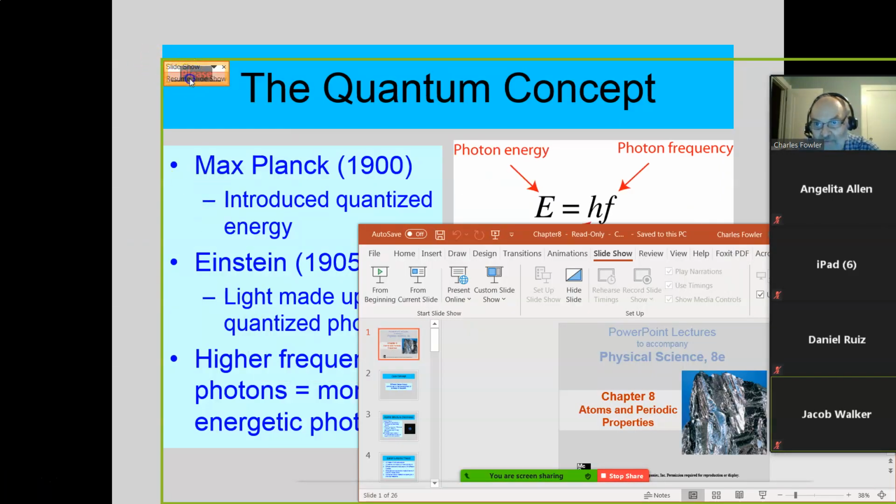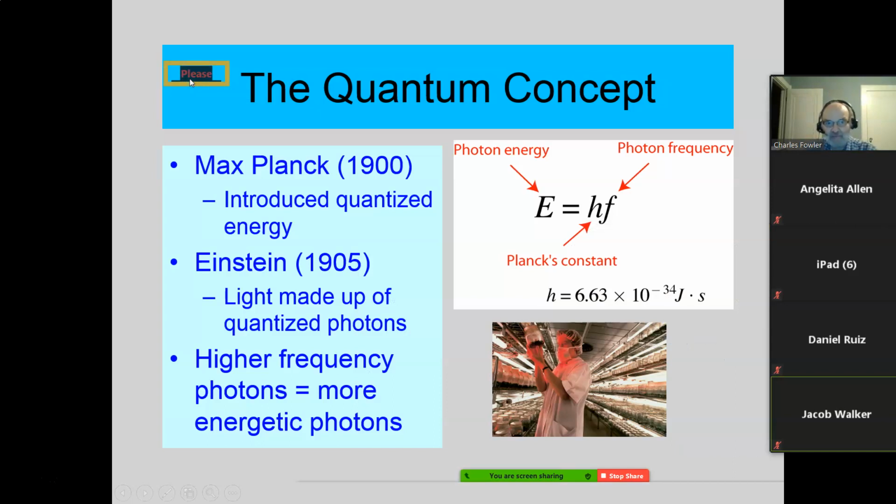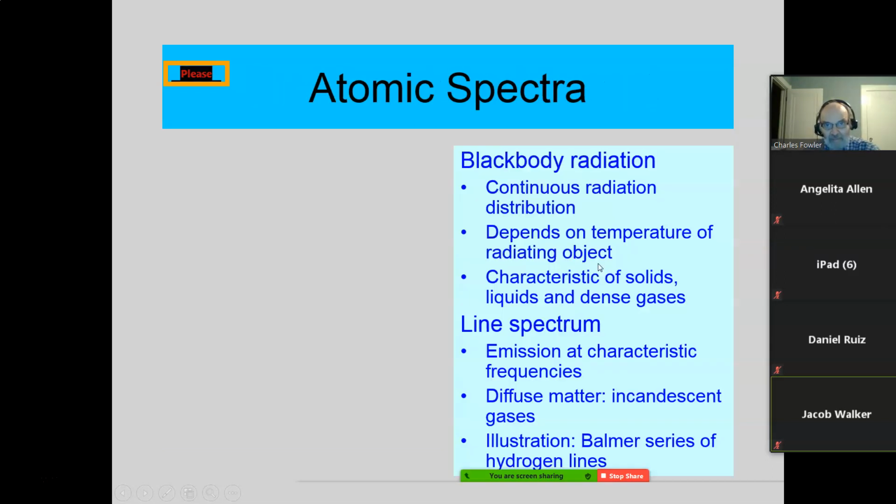Go back to the slideshow. Okay, that was what we used, Planck's constant. We used the frequency for red light and the frequency for violet light, and came up with the energy for red light and the energy for violet light using the same Planck's constant. Okay, so let's now look at atomic spectra.